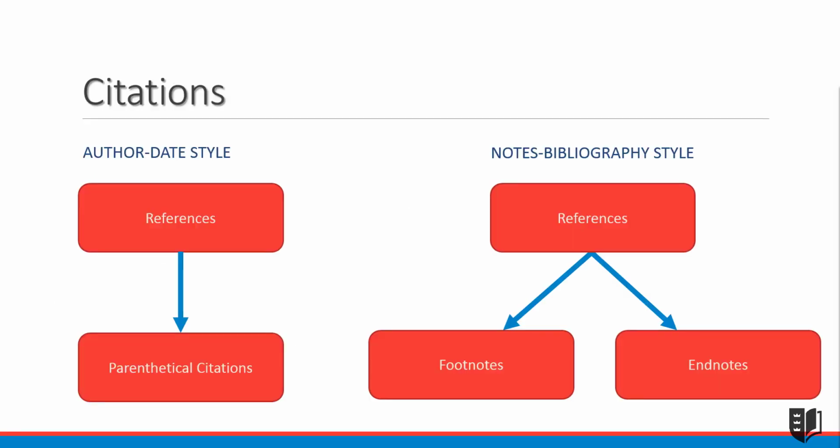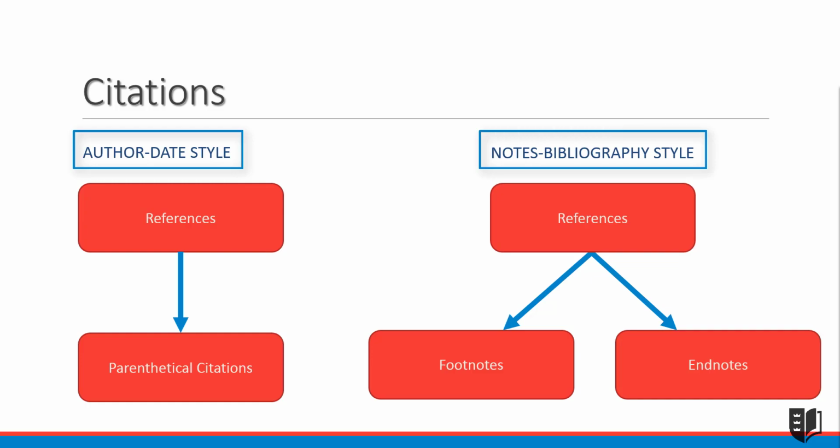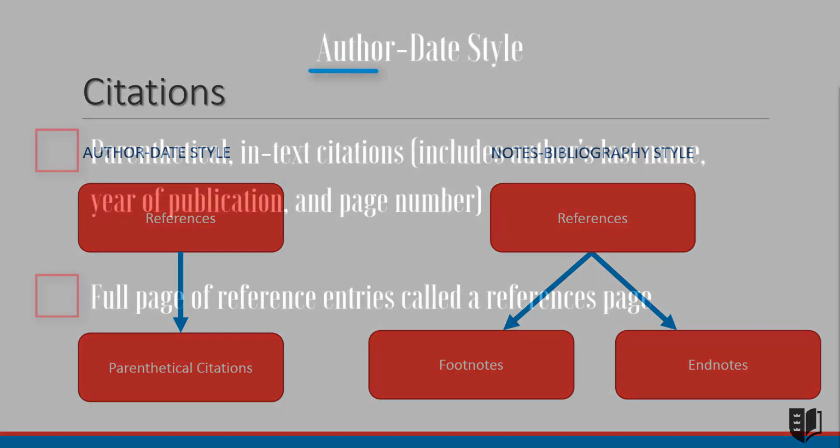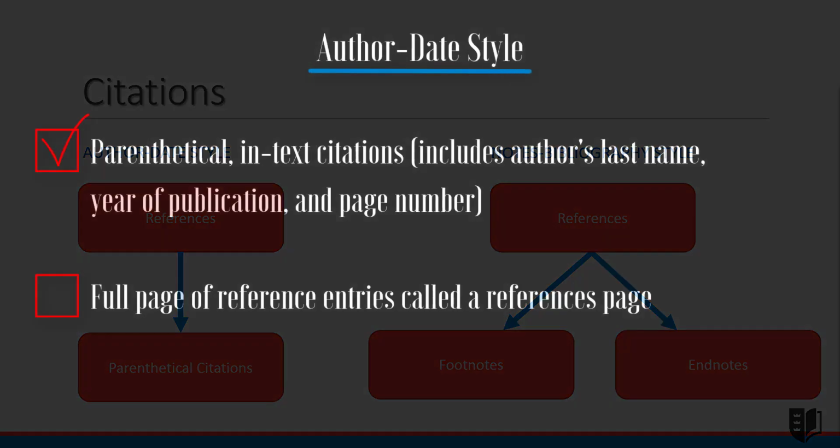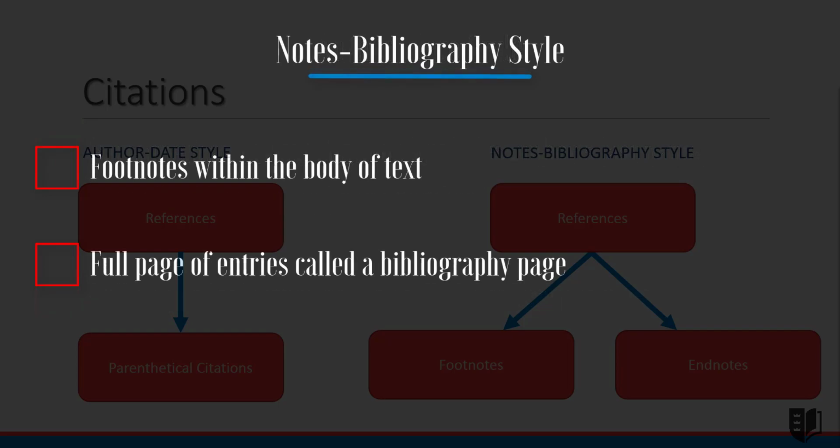There are 2 specific ways to cite sources in Turabian: the author date style and the notes bibliography style. The author date style uses parenthetical, in-text citations that include the author or authors' last name, year of publication, and page number, if citing a direct quotation, and a full page of reference entries called a references page. The notes bibliography style uses footnotes within the body of the text, such as superscript numbers at the end of the cited sentence, and a full page of entries called a bibliography page.